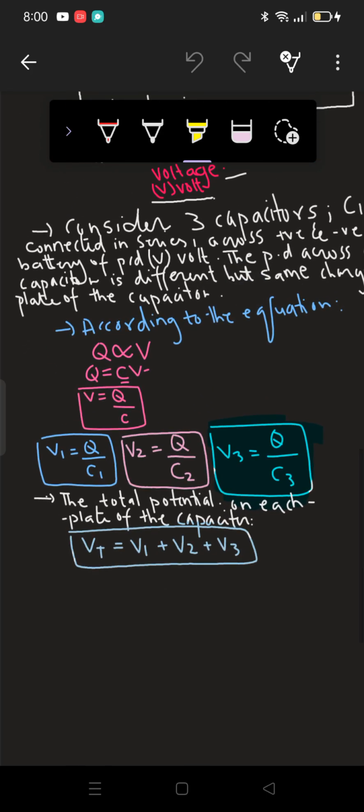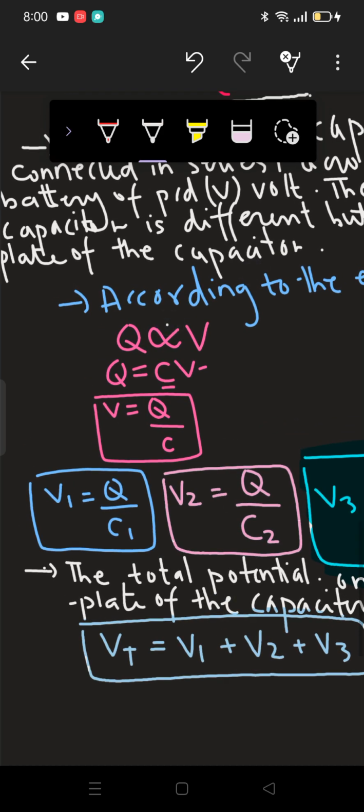So according to this equation, we initially knew that Q, the charge stored on the plate of the capacitor, would be directly proportional to the potential difference provided to it, right? When we remove this proportionality sign, we got Q is equal to CV, and C is the capacitance of the capacitor, which was the ratio between the charge on the plate and the potential difference. So now we need to get the potential difference. Since the potential difference would be different at each capacitor, however there would be the same charge, we are deriving this equation for V, the potential difference, right?